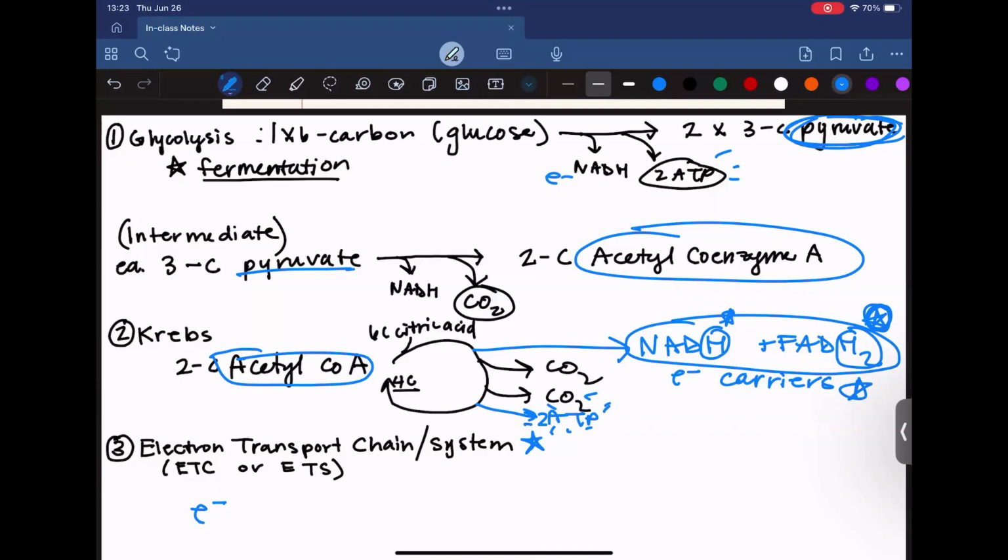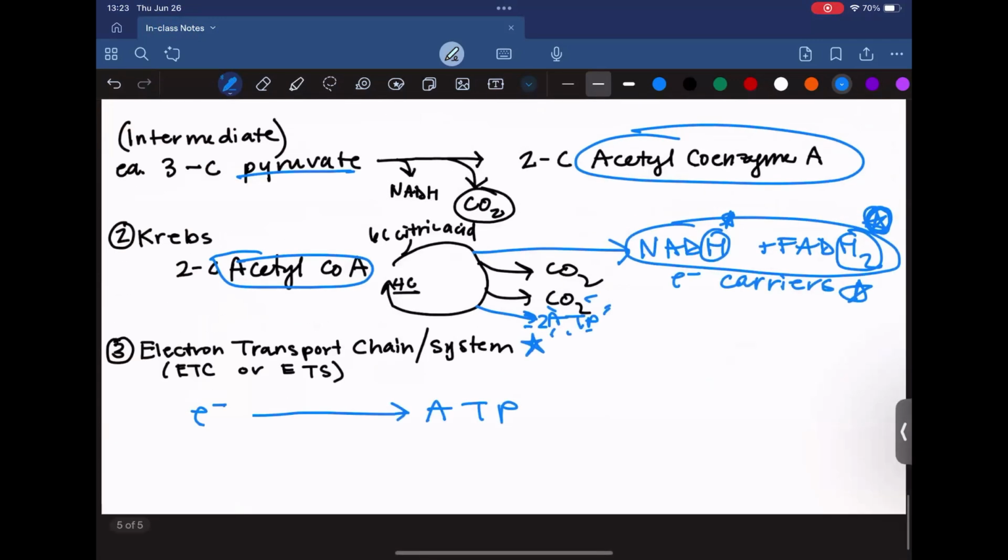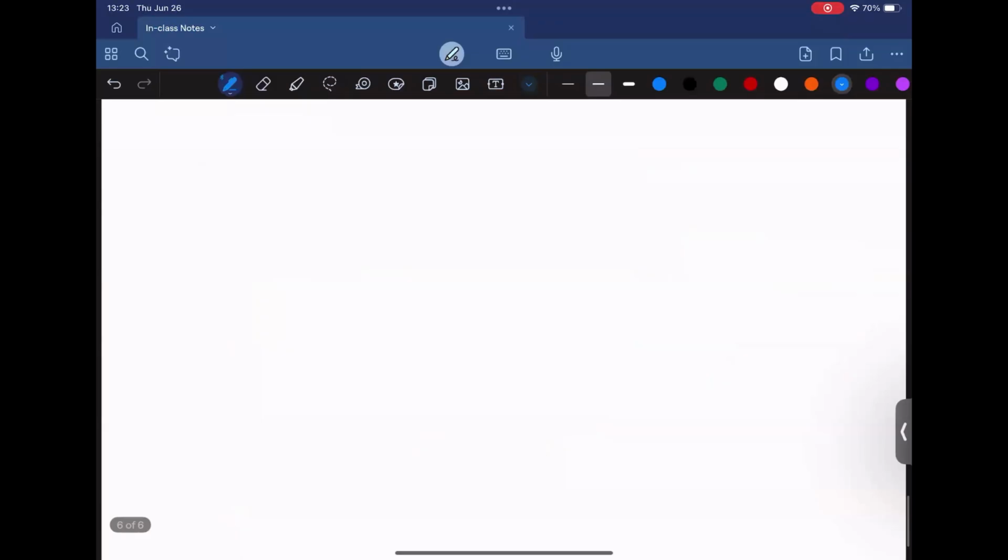We make carbon dioxide as a byproduct of that. It's not even the point of it. We just wanted the electrons. So we're gonna take our electrons and turn them into ATP by creating a proton gradient. I'm gonna draw it out, so stick with me. This is how it works.